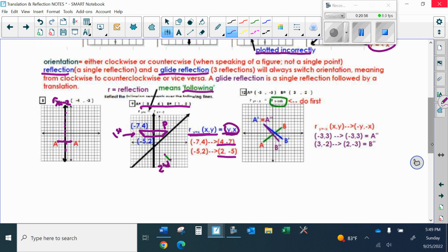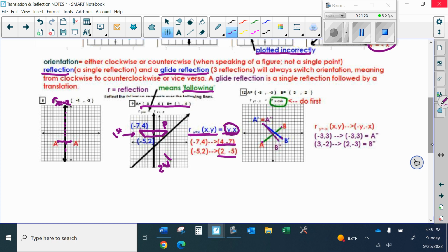Okay. And then reconnect them. And there's my image. Okay. Last example here. Again, we take our (3, 2) right there, (-3, 3) right there. Reflect over the x-axis. Remember, that switches the y coordinate only. So that puts it over right there and right there.